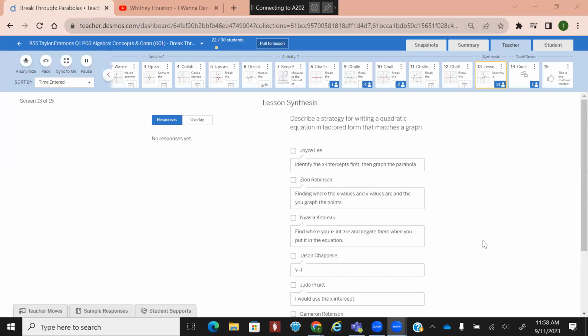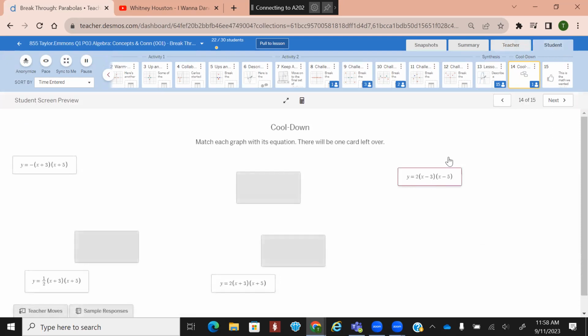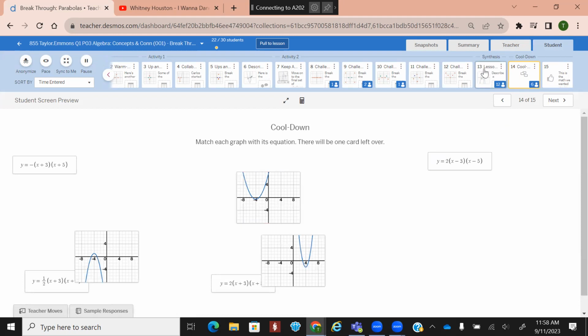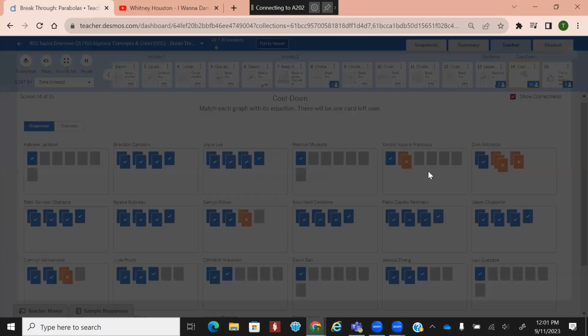All right, so some of y'all are talking about how you would find the x-intercepts, and then you would graph from there. You can graph and then kind of do a guess and check. That's okay sometimes. So go ahead and take a moment. On slide 14, you're going to organize these cards. You're putting the equation with a graph. I'm going to put it up here whether or not it's correct. So if you see a blue check mark, it's correct. If you see orange, it's not correct. Check your answers.